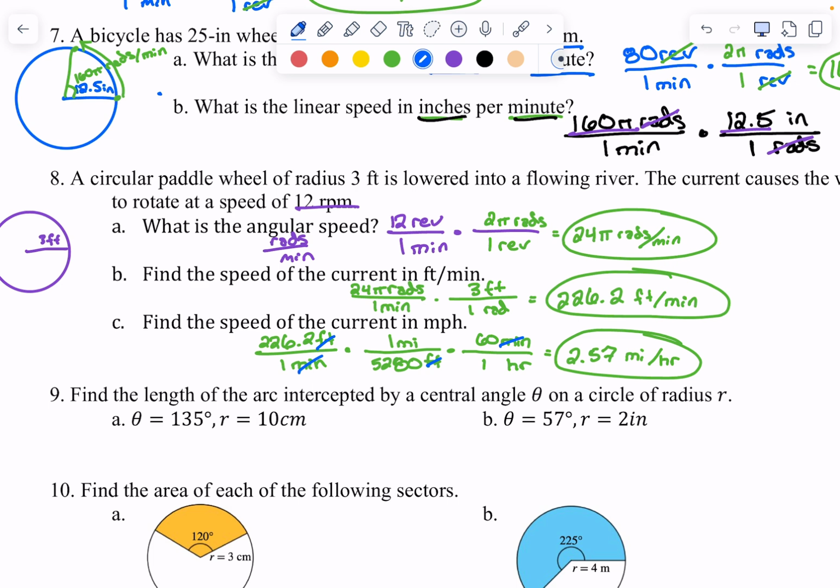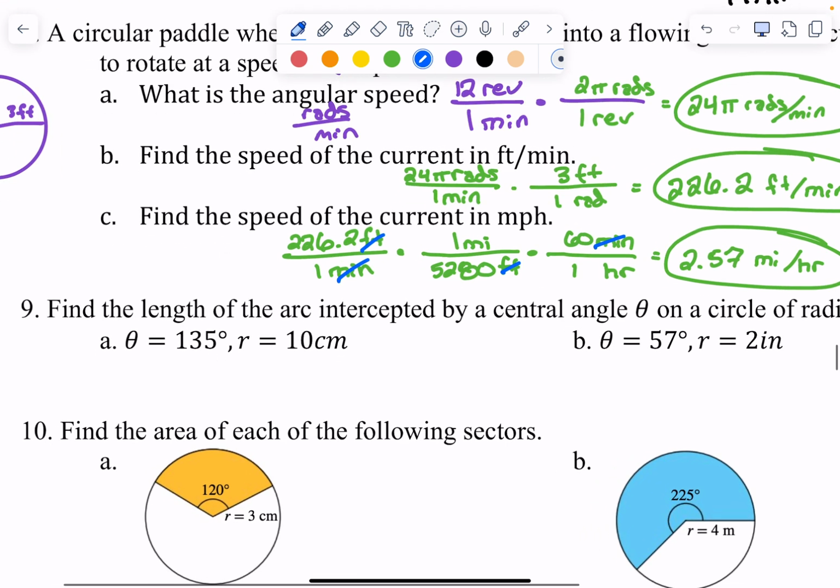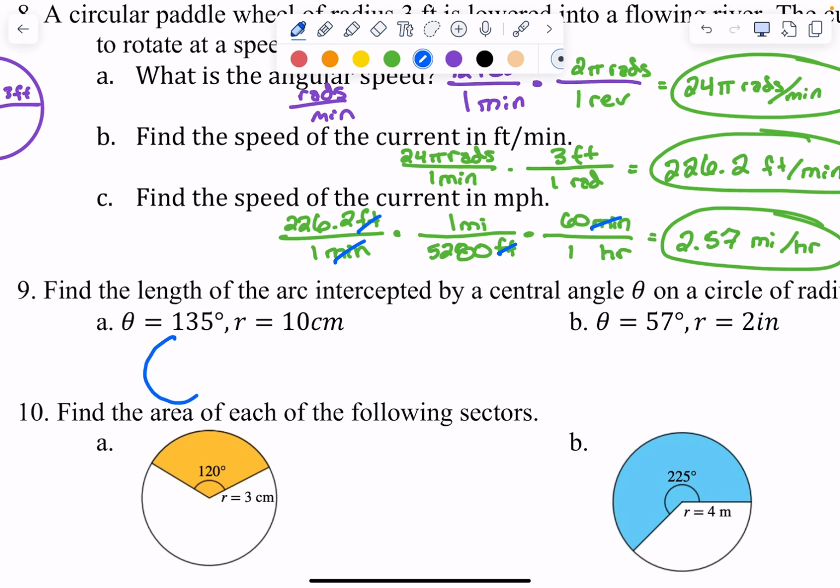The length of an arc intercepted by a central angle. Okay, what is an arc? What are they talking about? It's like the pizza crust. We want to know the crust on it, right? So if the radius is 10, I'm going to go here. Okay, the radius is 10, this is 10. How much is 135 degrees?